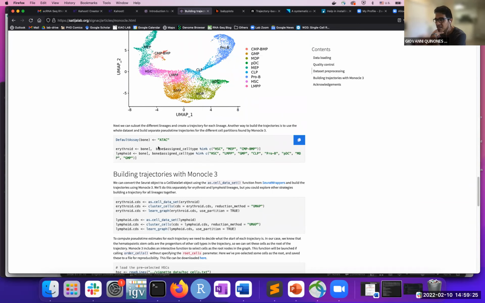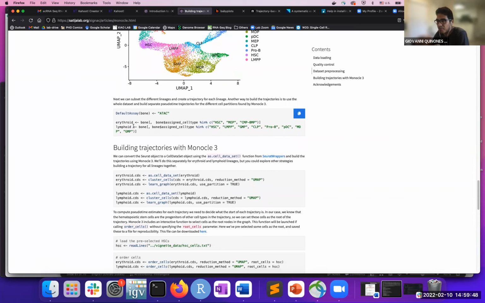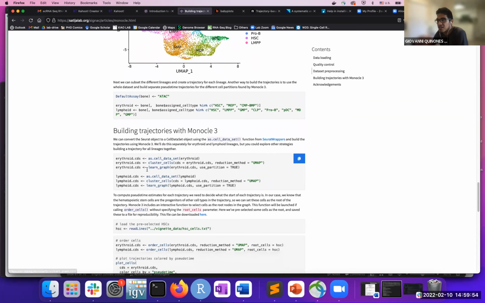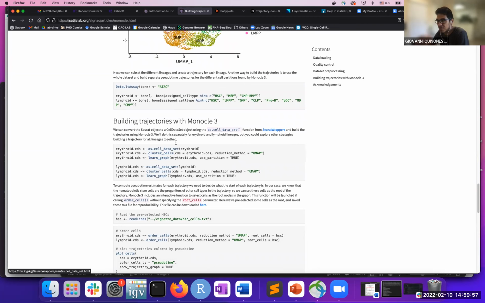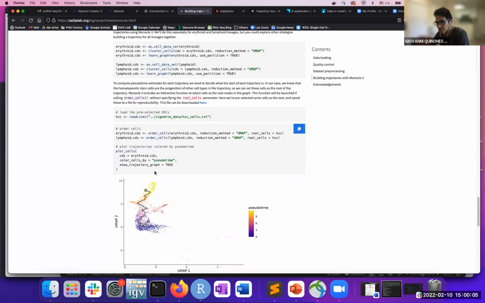From this point, what is going on in this tutorial is that based on these labels, we're selecting 2 types of cells, erythroid cells and lymphoid cells. So we're pretty much splitting our original data set into erythroid and lymphoids. And now we want to build a trajectory between the cells that were clustered into these groups. And the way to do that, there will be some sort of data structure transformation steps over here. And I just wanted to get to this plot.